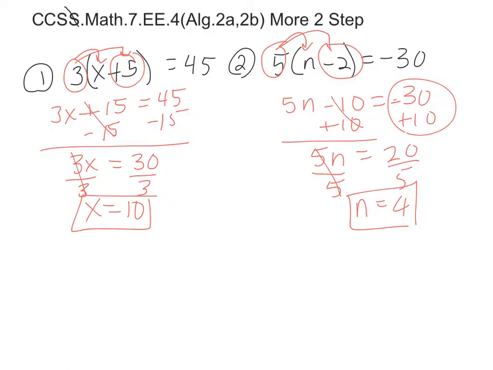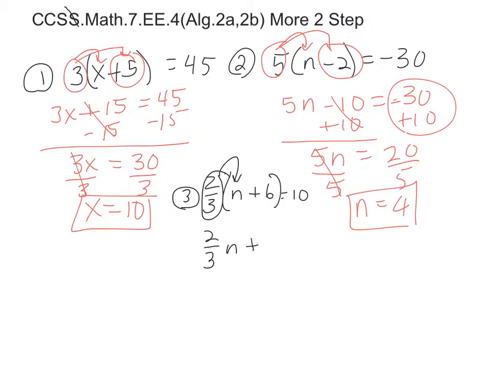And let's do another one here. I think we can squeeze it in. Number 3. And it's a coefficient that's a fraction or rational number. 2/3 times the parentheses n plus 6 equals 10. All right, so now we have to distribute the 2/3 to both terms inside. So 2/3 times n, well, that's 2/3 n, plus 2/3 times 6.